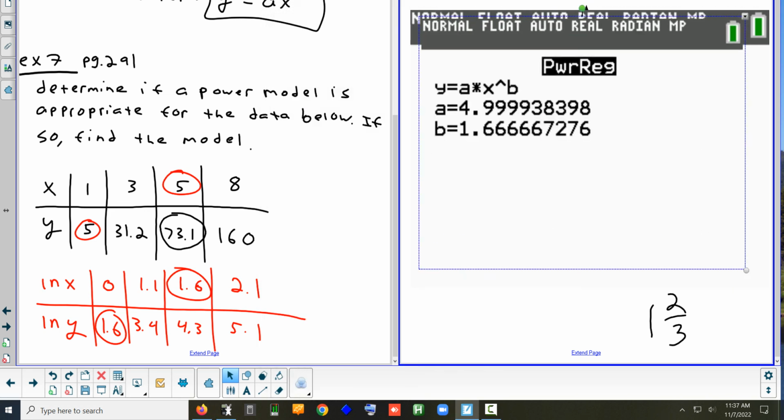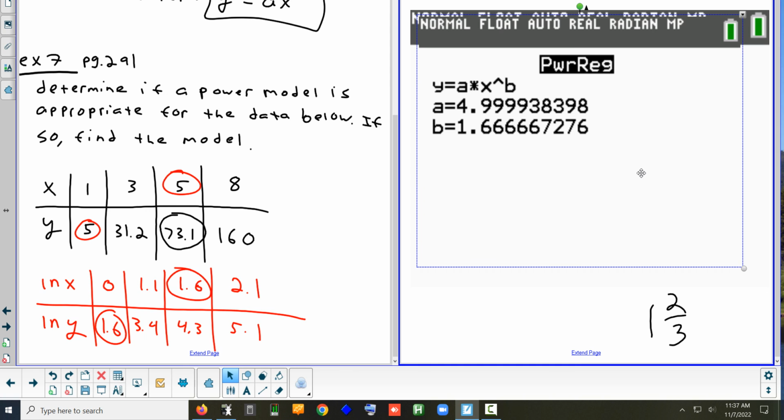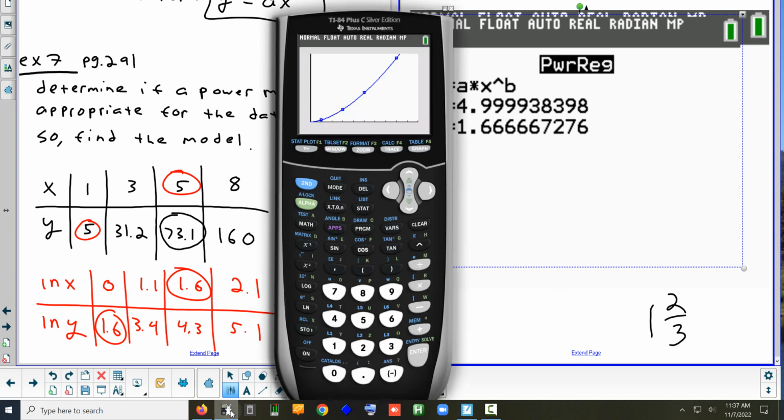In fact, there's something we could turn on the calculator, and it would tell us how perfect it is. There's a number that goes between like 0 and 1, and the closer it is to 1, that means it's like a 100% fit. If it's closer to 0, that means it's like a 0%. So this one would probably be like 99%. It's just about perfect. And that's how you find a power regression.